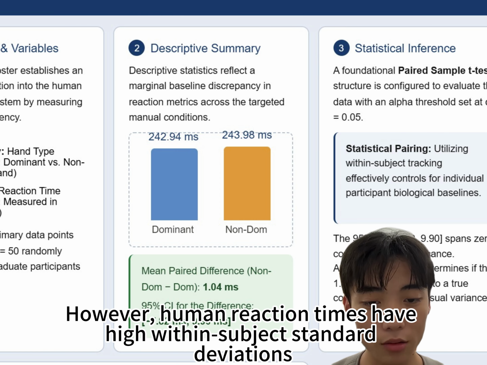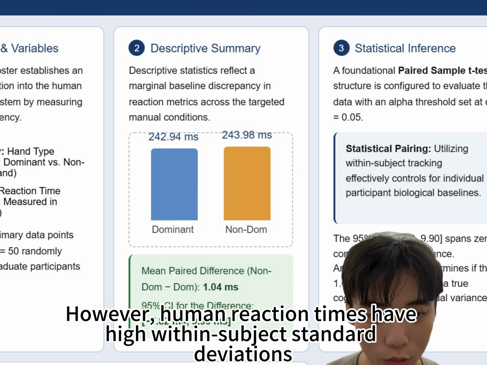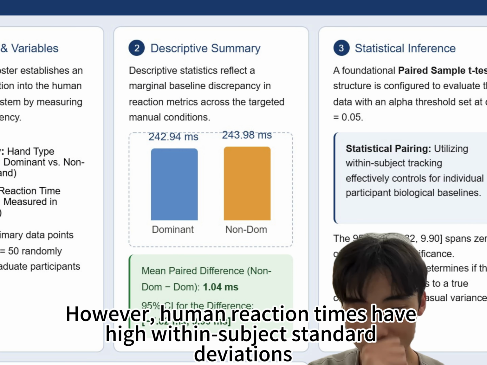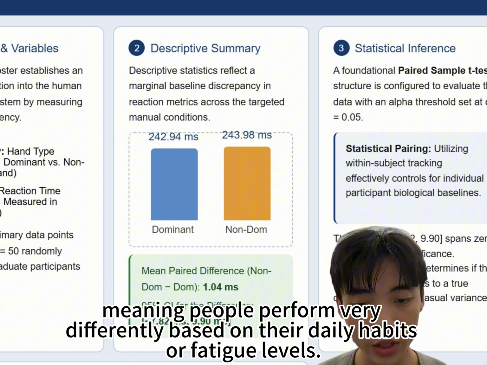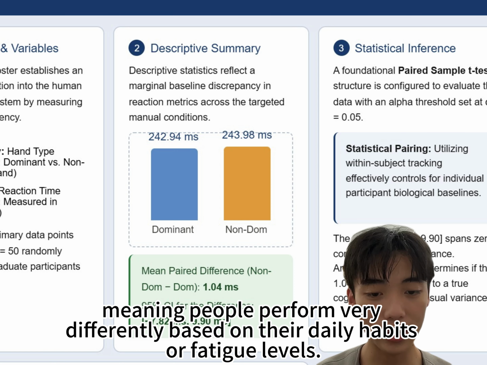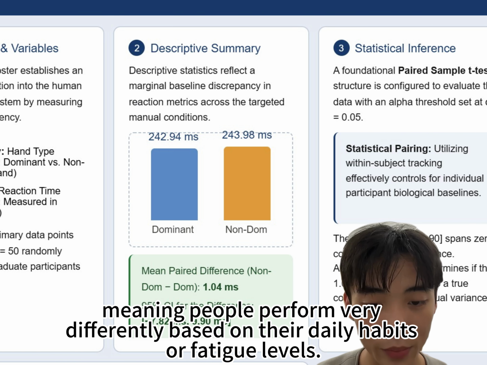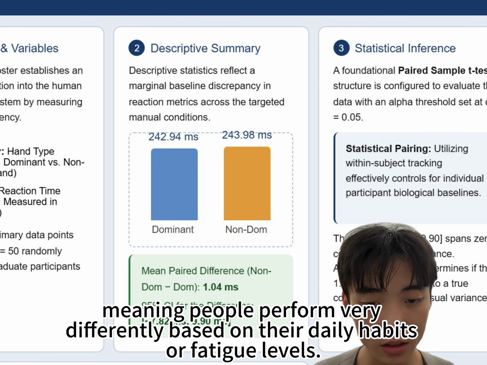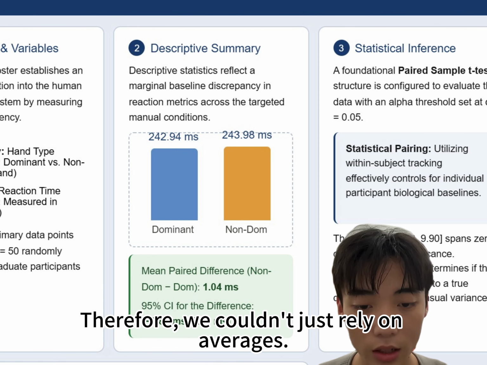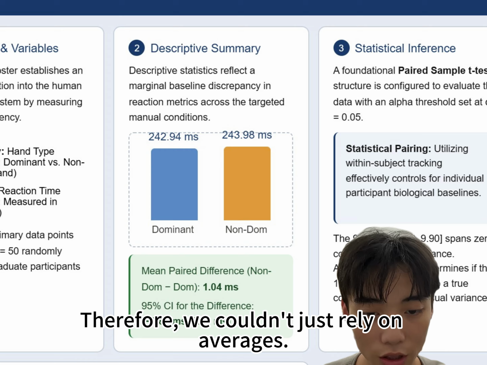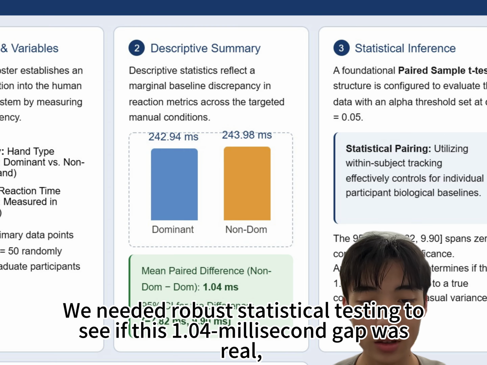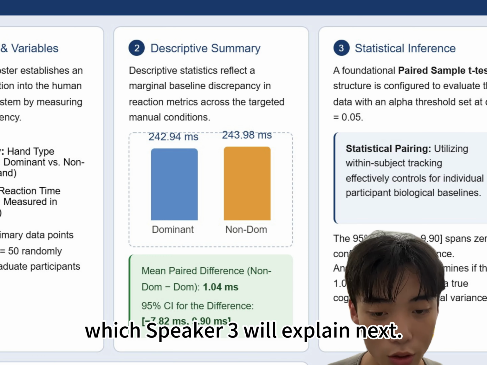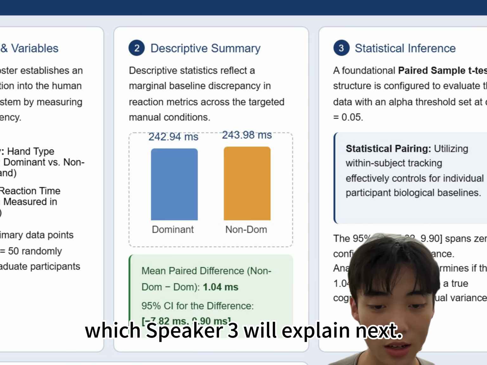However, human reaction times have high within-subject standard deviations, meaning people perform very differently based on their daily habits or fatigue level. Therefore, we couldn't just rely on averages. We needed robust statistical testing to see if this 1.04 millisecond gap was real, which Speaker 3 will explain next.